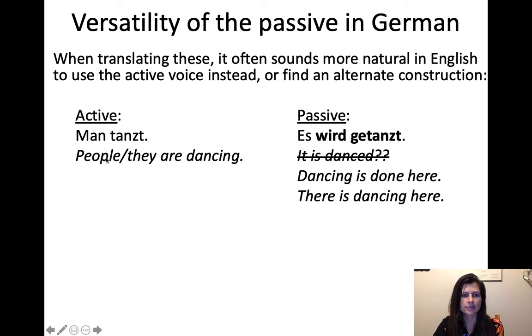So man tanzt, people are dancing, one is dancing, I guess. And then the passive would be es wird getanzt, and it's not, it is danced, it's not a good translation, so you could say dancing is done here, or there is dancing here.